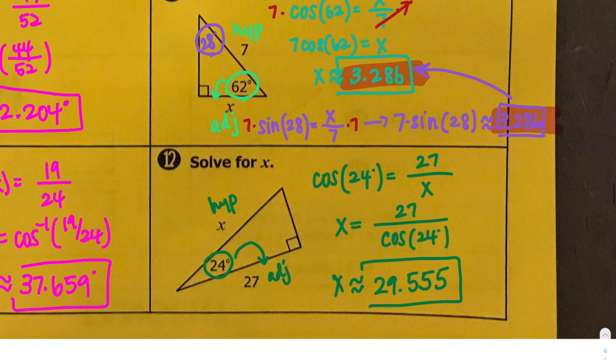Now let's look at number 12, just because it's slightly different than number 11. In this case, the hypotenuse is the x. So cosine of 24, the adjacent leg is 27, divided by x. Now x is in the denominator. Remember, the first thing that you're going to do is multiply both sides by x, so that we have x out of the denominator. Now what we need to do is divide by this cosine. So that's how we get x is 27 over cosine of 24 degrees.